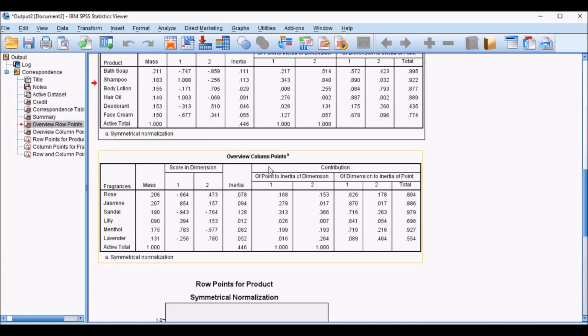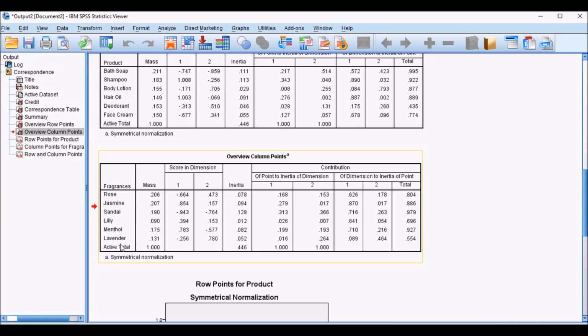The same thing we can see in column values. Column is fragrances. We see rose till lavender. The same we can understand here also. We see sandal, which is 0.3, which is close to jasmine. Okay, if you see the sandal, there is nothing close to it. It is standing separately. So this is what we can see, the contribution of point to inertia of dimensions.